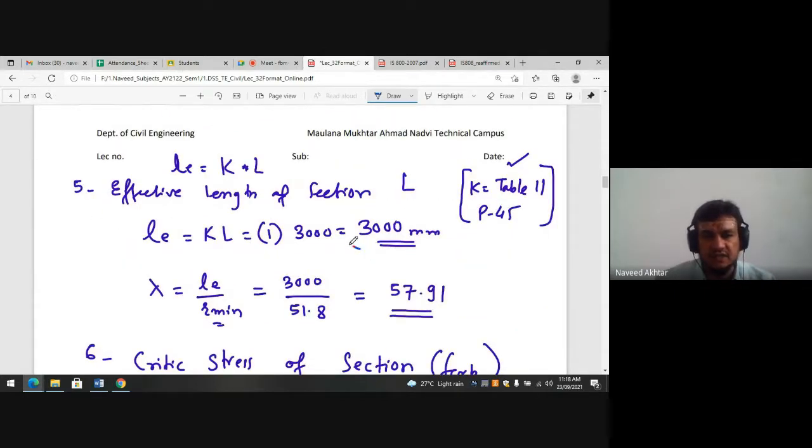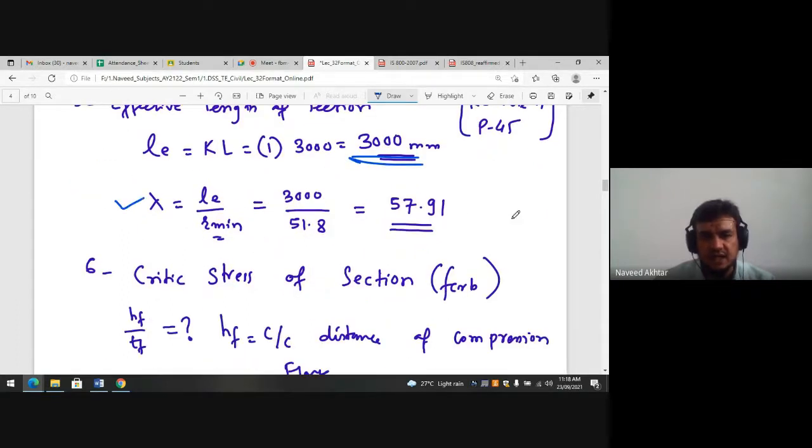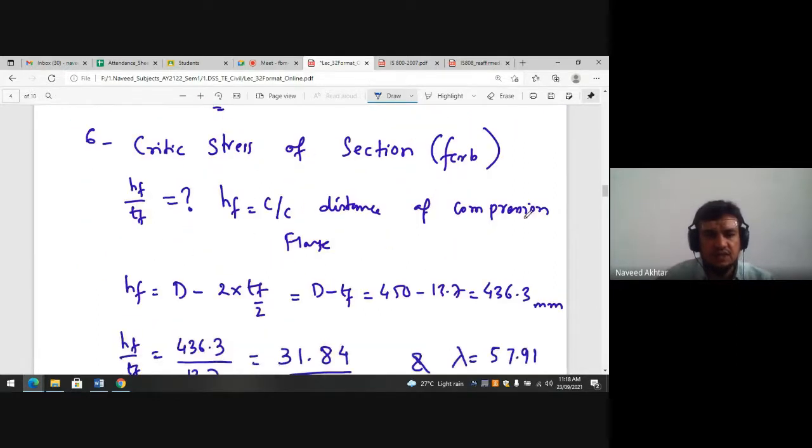Okay, that also we have taken, and then we know the effective length. It is directly given as 3 meter, which means 3000 mm. Then we find the lambda, that is the slenderness ratio. The slenderness ratio is nothing but KL upon r minimum. L is the unsupported length of the column, K is the factor, and KL is nothing but Le. So Le is equal to KL, and this is already given as 3000 mm. Then Le upon r minimum will give the slenderness ratio. We find that out.